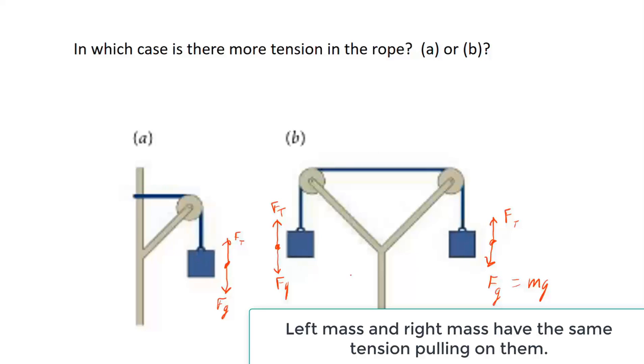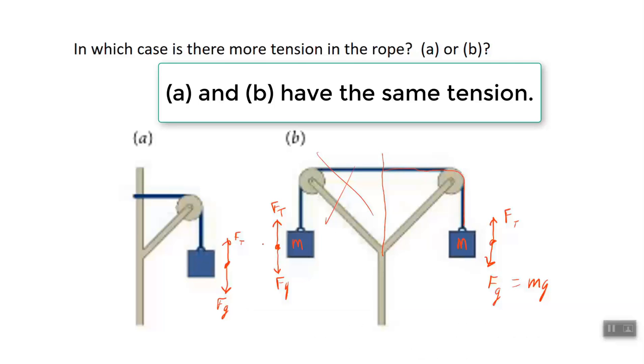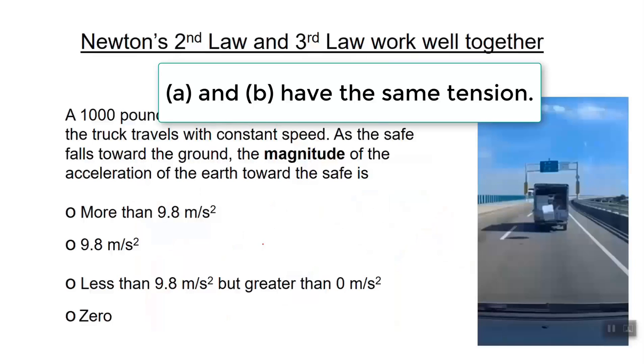So these two tensions are the same because they're attached to the same rope. The force of gravity is the same because these two objects have the same mass. In fact, I'll just label them as such. The tension is the same whether you have it this way or you put a pole there and tie that rope down and forget about that side. You have the exact same tension either way. So the answer to A and B is they're the same.